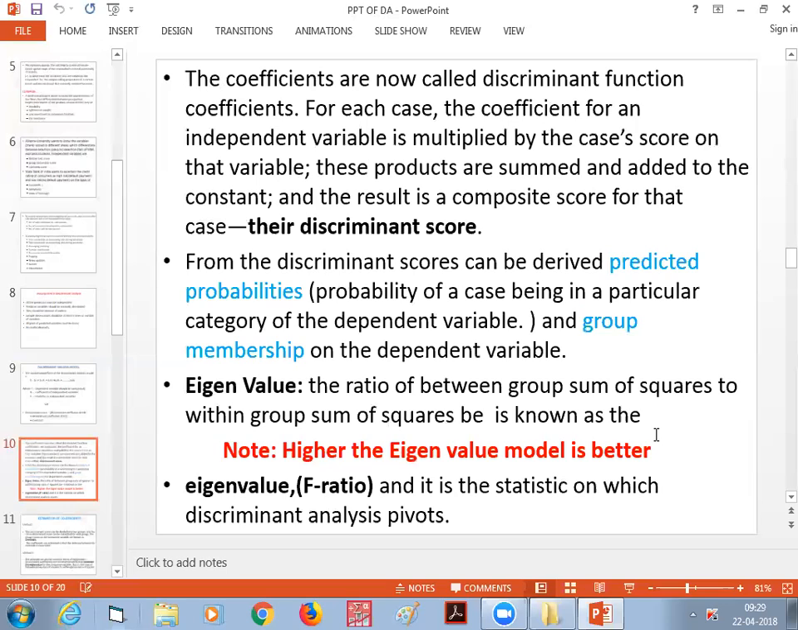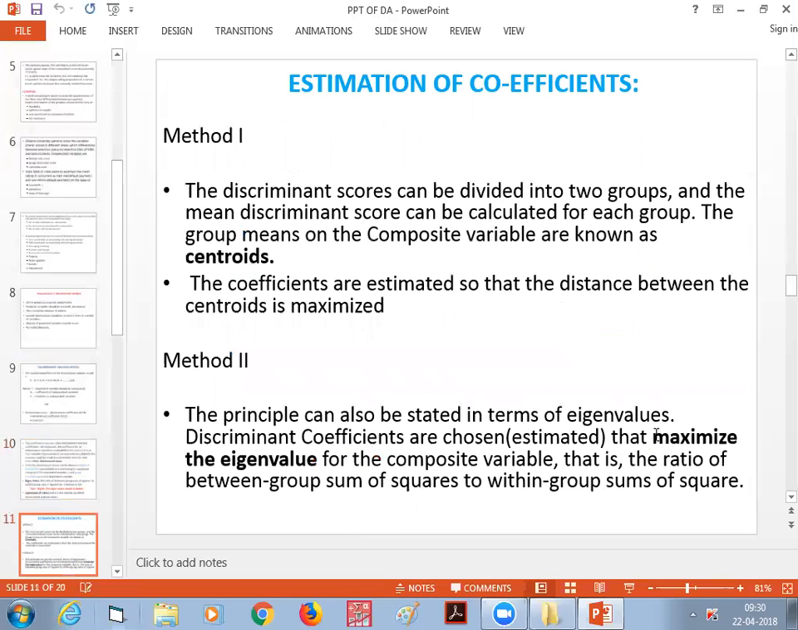For that, what is important is the eigenvalue. So what is the eigenvalue? It is the ratio between the between-group sum of squares and the within-group sum of squares. If you remember the multiple regression ANOVA table, we have the components called the regression sum of squares, error sum of squares, then the total sum of squares. That is a ratio only, the F ratio. The F ratio in the ANOVA table, here we call it the eigenvalue. What is the purpose of that eigenvalue? You'll come to know now.